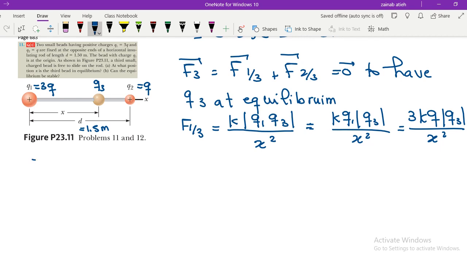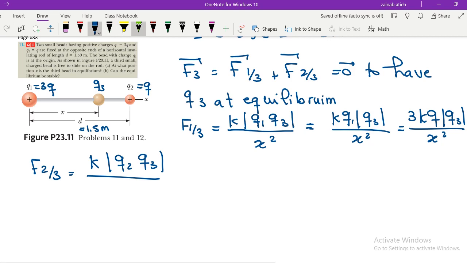Okay, let's now do the same for the force exerted by 2 on 3. The force exerted by Q2 on Q3 is equal to K absolute Q2 Q3 over the distance between Q2 and Q3. You can see that the distance between Q2 and Q3 is equal to d minus x. Okay, so it's d minus x squared.